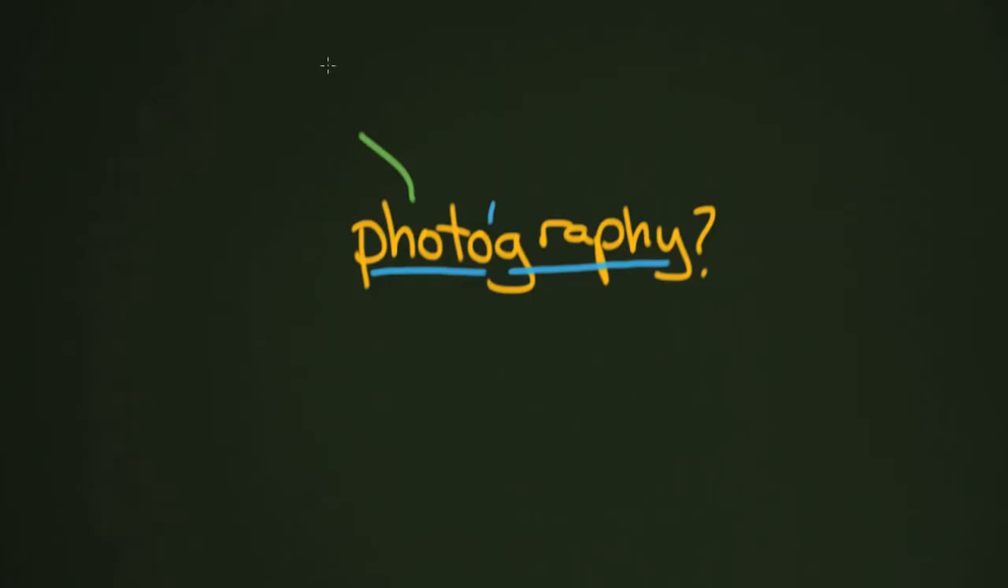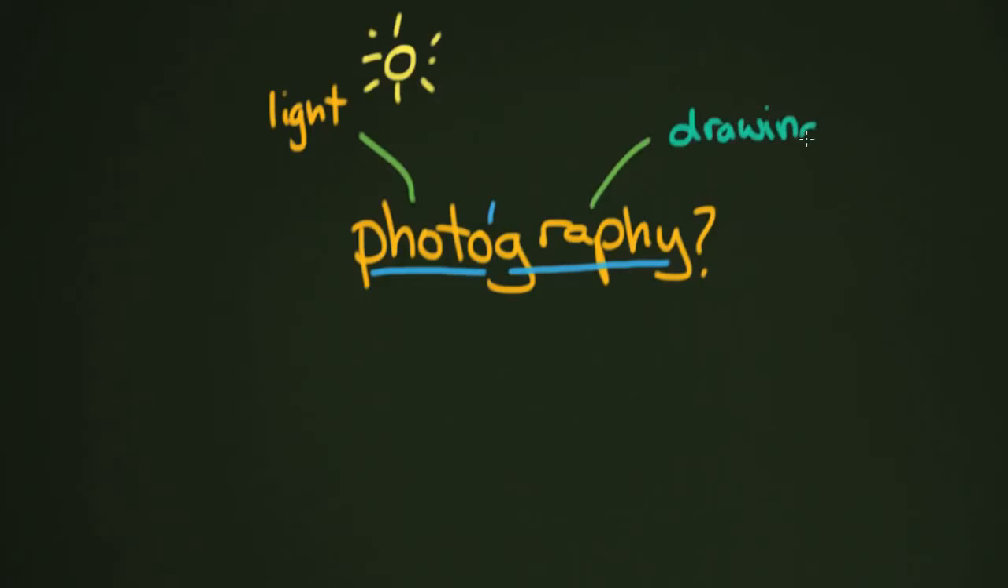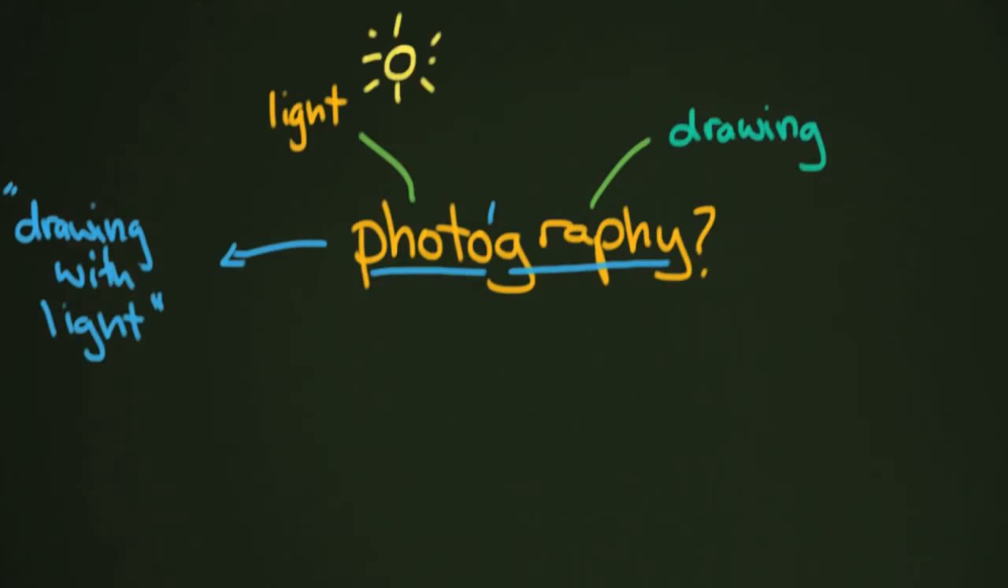Photo is a Greek word for light. And light not in the sense of heavy or light, but light in the sense of the sun, like what you see with your eye. And then you've got graphy over here, and graphy sort of means something along the lines of drawing. So when you put those two things together, you come up with drawing with light, which I think is a really great way of describing what photography is. Photography really is, in a lot of ways, drawing with light.